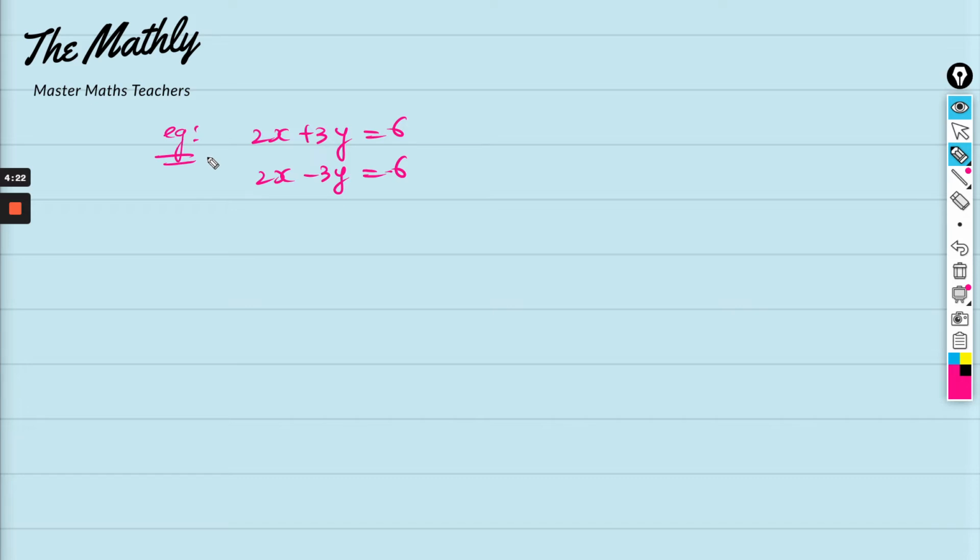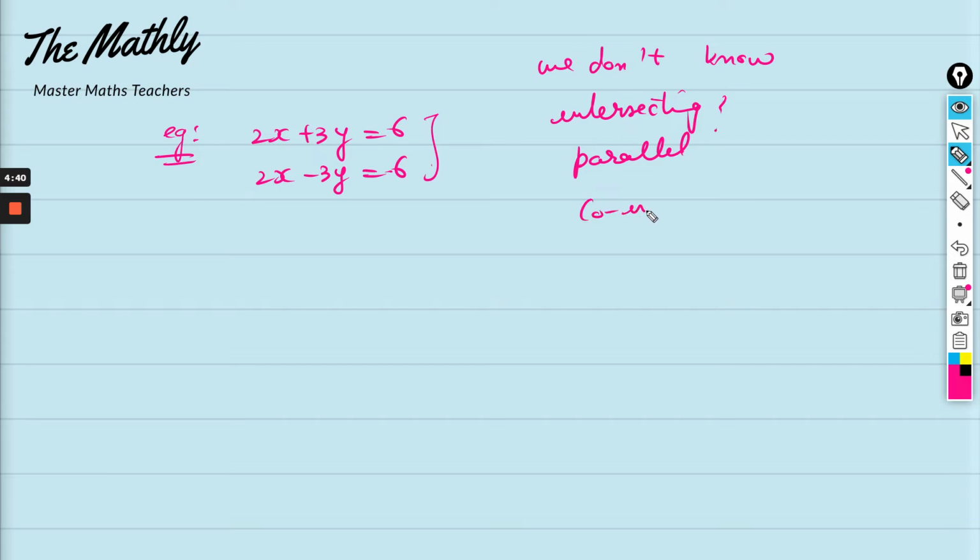Because we don't know whether the lines are intersecting, whether the lines are parallel, or whether the lines are coincident. These are the three simple scenarios that can happen. We don't know until we solve it. But in the SAT exam, we don't want to waste that much time. Let's suppose you are given a pair of linear equations. First you try to solve them, then you come to the conclusion, okay, I'm not able to solve it, so the lines do not have a solution.